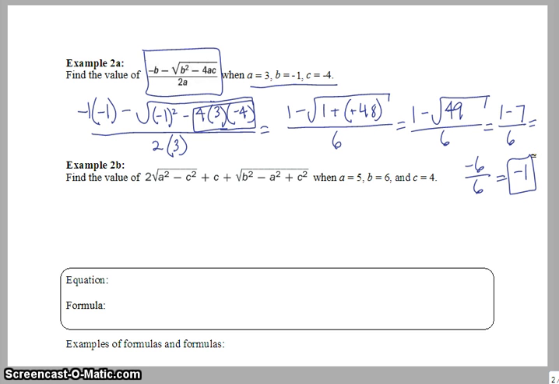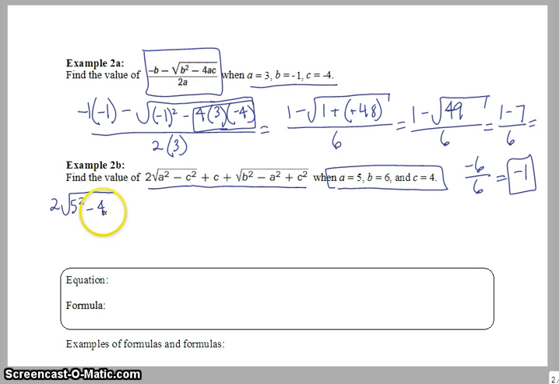Example 2b. Find the value of this expression when you have a equals 5, b equals 6, and c equals 4. So we have 2 times a squared, so 5 squared, minus c, they say, is 4, so 4 squared, plus another c, which is 4, plus square root of b squared, b is 6 squared, minus a is 5 squared, plus c squared, c is 4 squared. Okay, let's clean that up again.